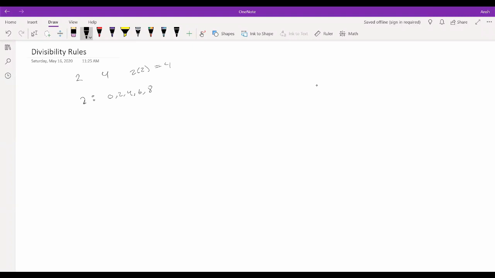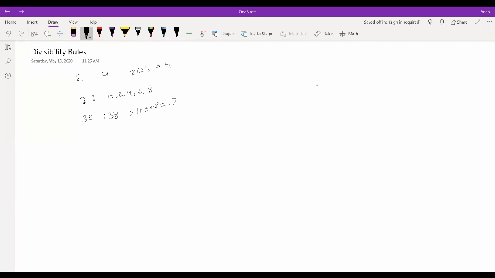So next would be 3. 3 is also a pretty common one. It means that the sum of the digits is divisible by 3. So for example, if we took a number like 138, the digits sum to 1 plus 3 plus 8, which equals 12. And as 12 is clearly divisible by 3, 138 is also divisible by 3.